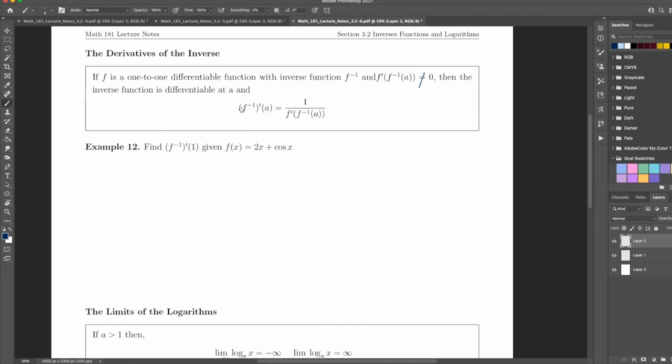And so here, if I want f inverse prime, the derivative of the inverse of the function f at a, it is found by 1 over f prime, the derivative, and we plug in the inverse function. So it's one over the composition of the derivative with the inverse function. It's kind of wonky, so let me just show you this. Let's say this is f, and I want to find f inverse of 1.